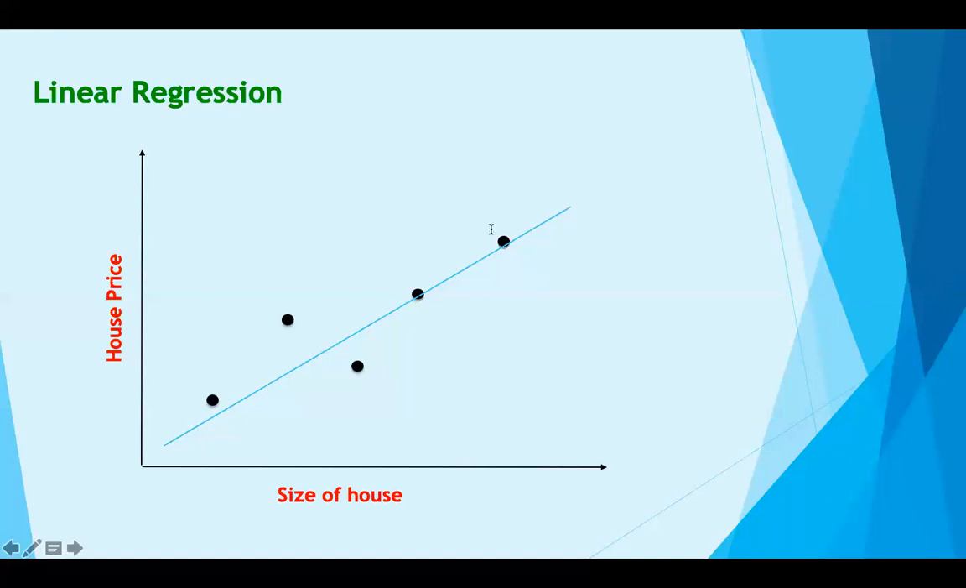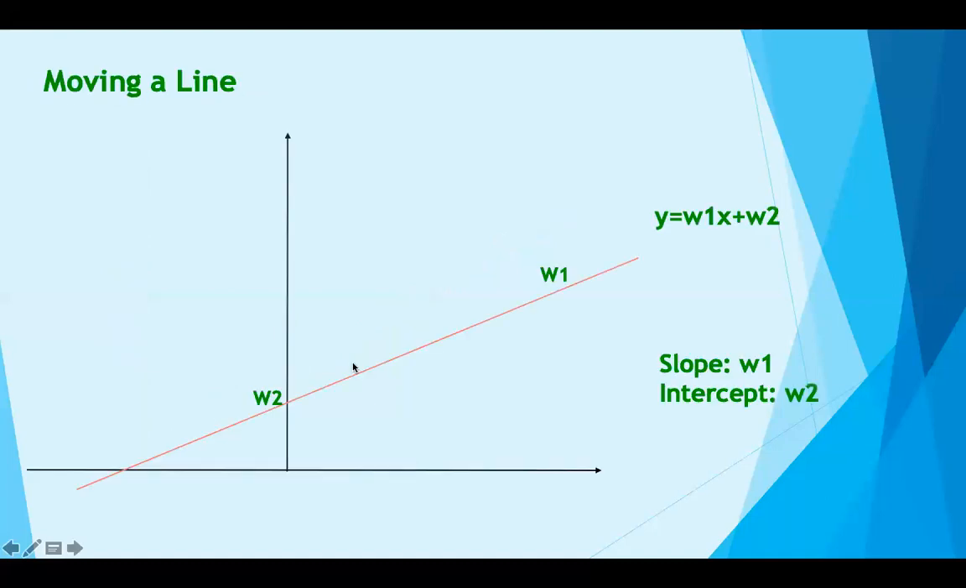Now the problem is how we can find the best fitted line through all these points. In order to do this, we will see what tricks we have. We have the line here, whose equation is y equal to w1 x plus w2. w1 and w2 are constants, where w1 is the slope and w2 is the y-intercept. In order to find the best fitted line through all those points, we will change these parameters.